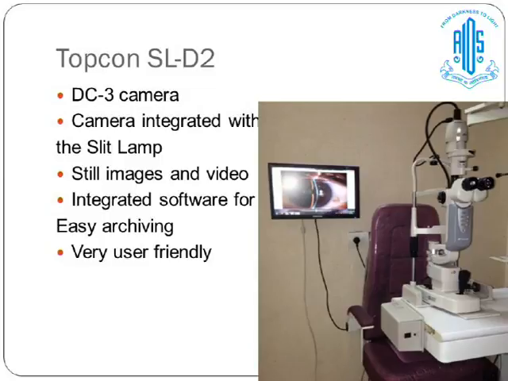This is from the Topcon company, and I don't have any financial interest with this. This is a DC3 camera which is integrated with a proper good quality Topcon slit lamp, and I can take still images as well as videos. I can record and archive those, and I can even see the pictures in serial order, like the day of presentation, 2 days, 3 days, 6 months. That way I can very serially archive them.